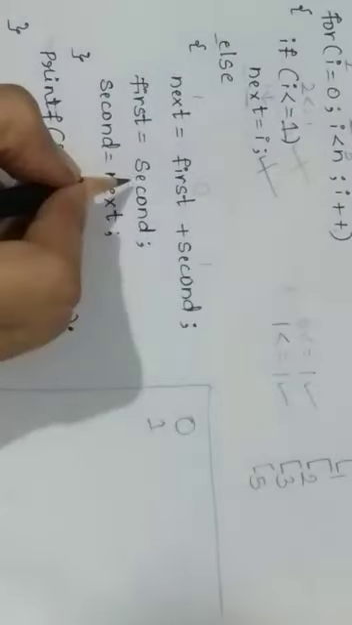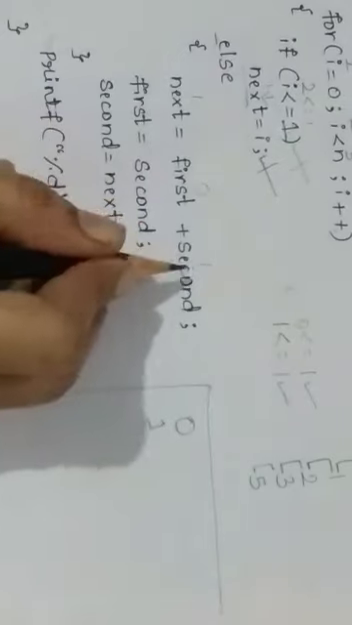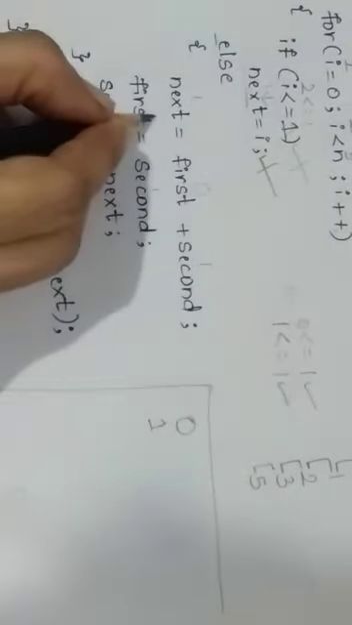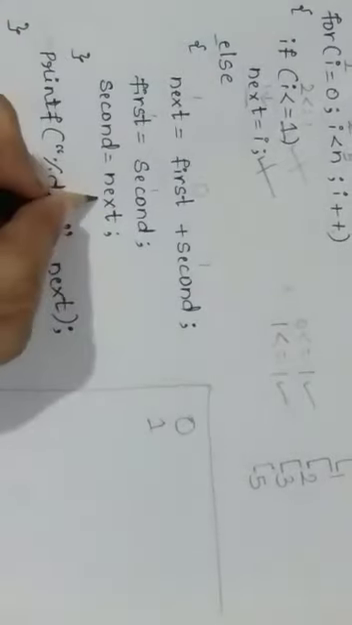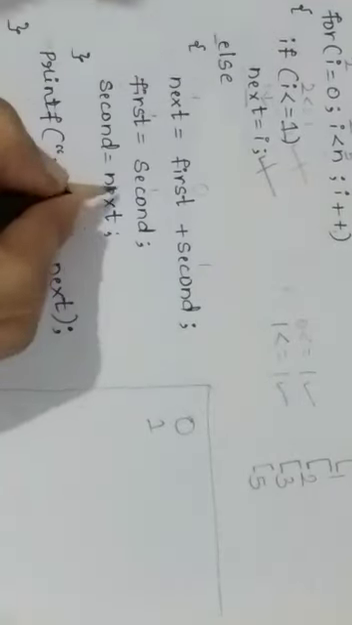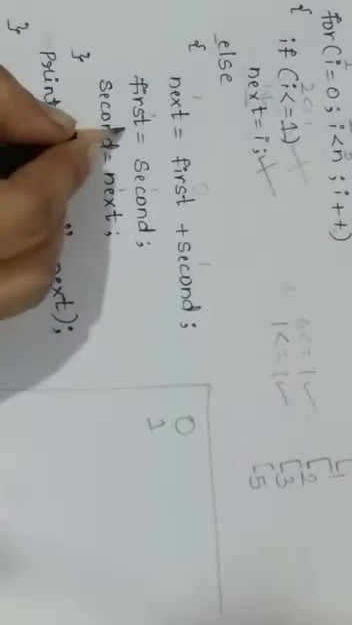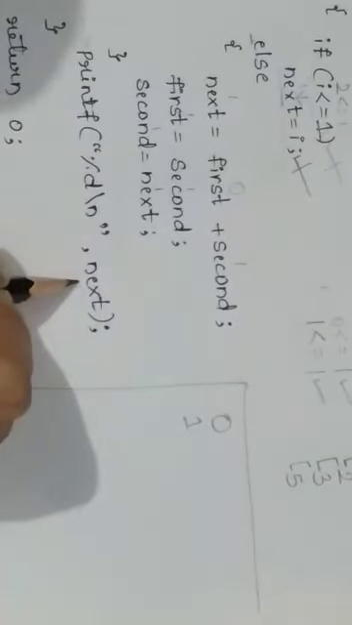0 plus 1 is 1. Now second value is what? 1. This will be stored in first. What is the value of next? Next value is 1. This will be stored in second. And it comes to printf statement. And it is displaying next value. What is the next value now? Next value is again 1.